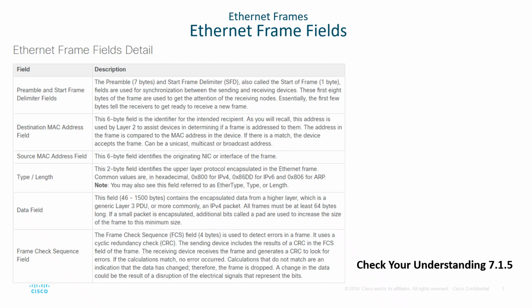Now your frame check sequence field. This is 4 bytes of information and is used to detect errors in a frame. It uses, again, that cyclic redundancy check. So the sending device includes the result of the CRC in the FCS field of the frame. The receiving device receives that frame, generates a CRC to look for errors. If the calculations match, it is considered error-free. If the calculations do not match, there is an indication that that data has changed, therefore the frame is dropped.